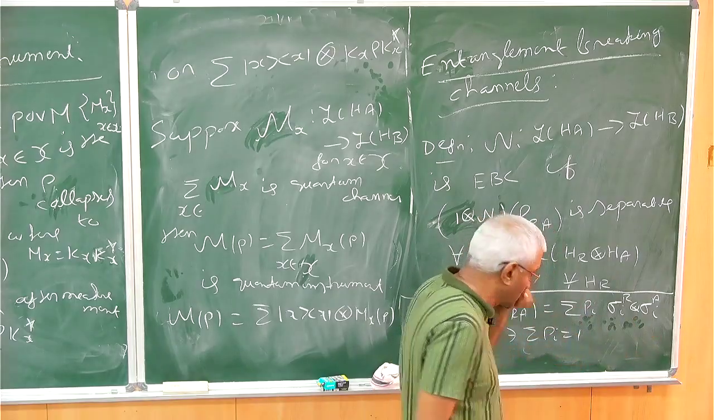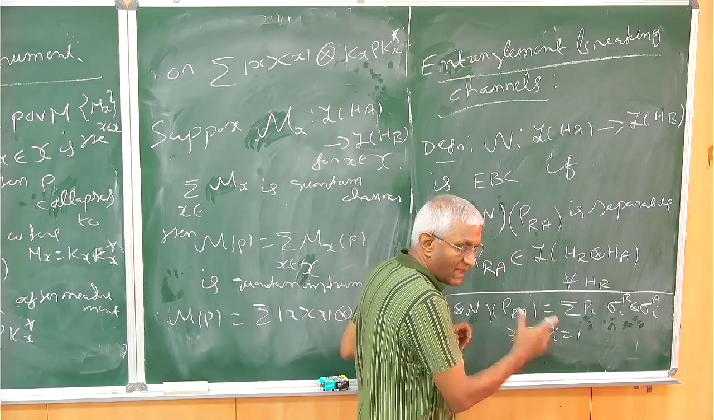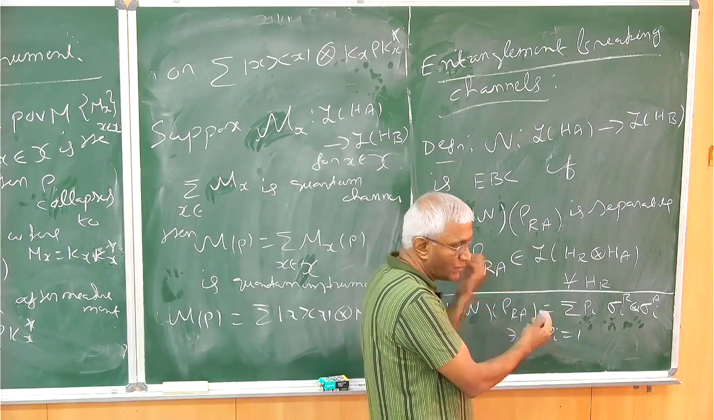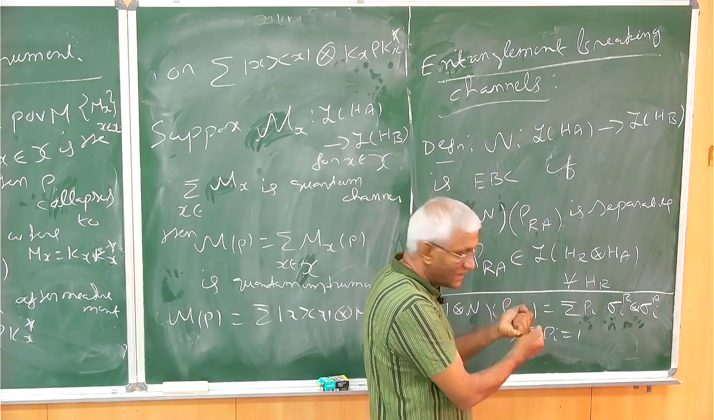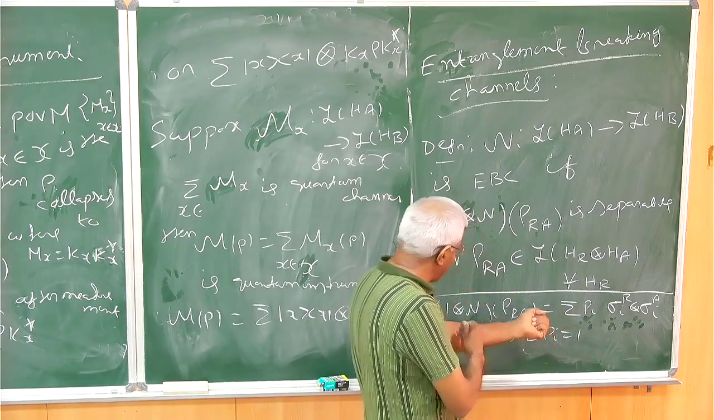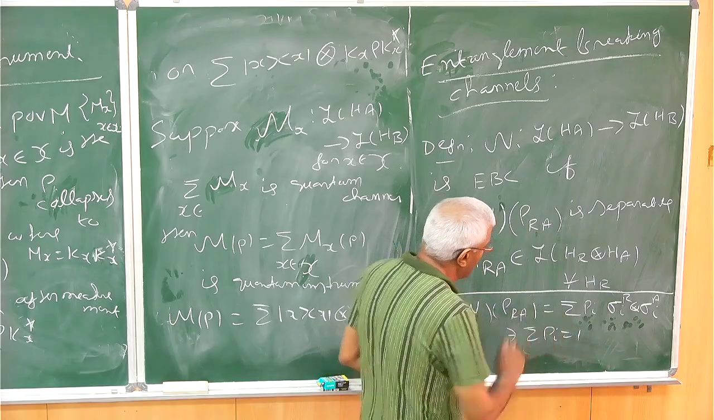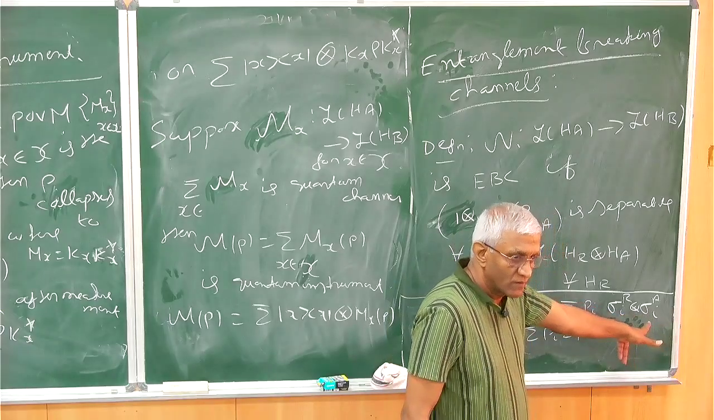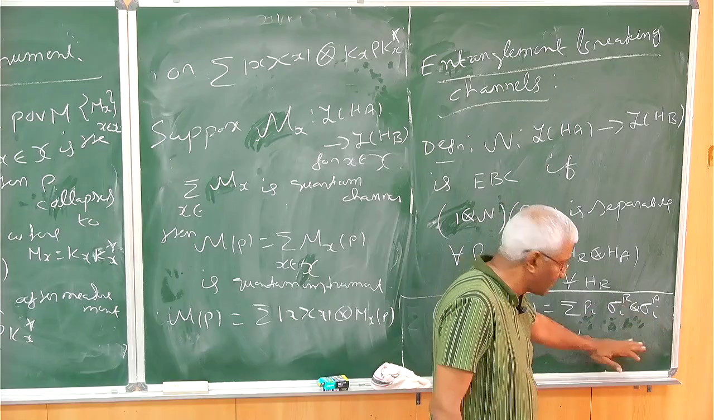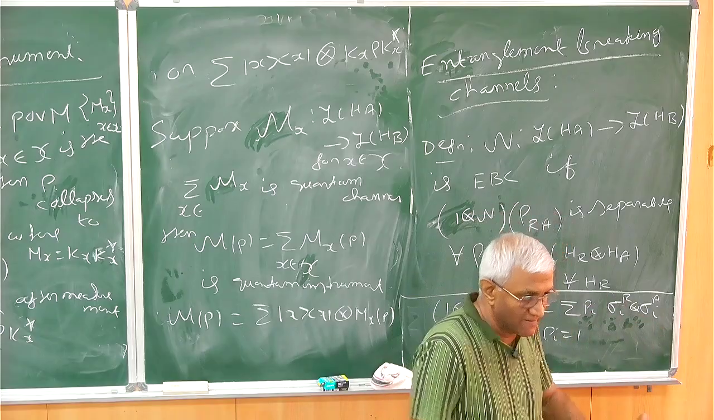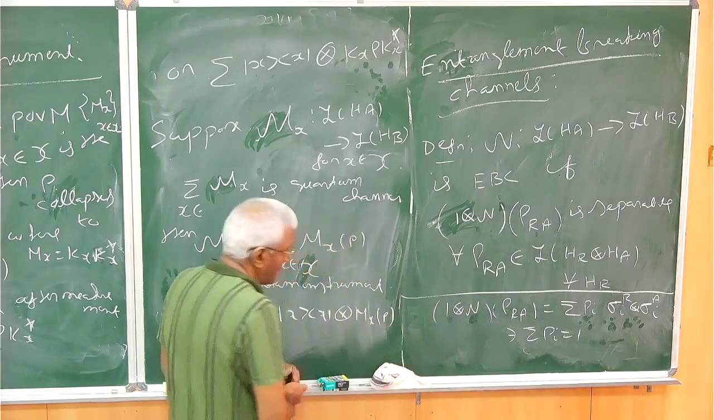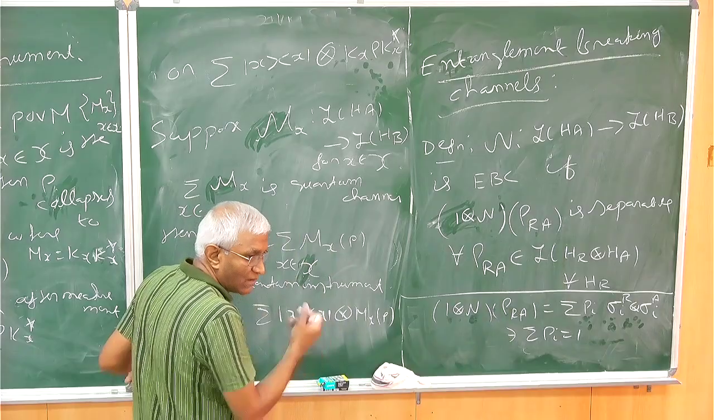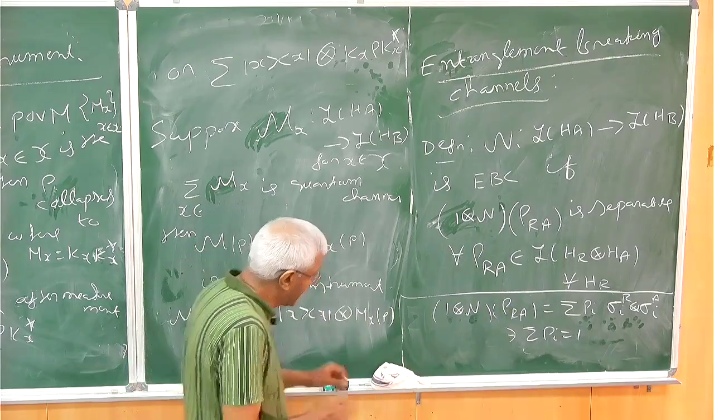So if you compose on the left of any channel an entanglement breaking channel, you will get an entanglement breaking channel. On the right, it's very easy. If you apply first an entanglement breaking channel, you get something like this. Now, if you apply 1 tensor M on that, it will be a product thing. It will preserve trace, and it will look like this. So that's clear. If you compose on the right or left an entanglement breaking channel with any other channel, you will get an entanglement breaking channel.